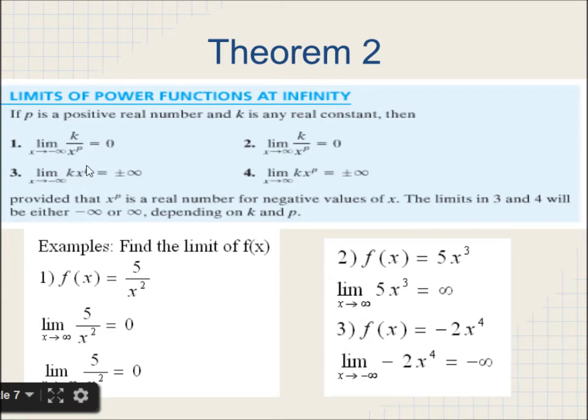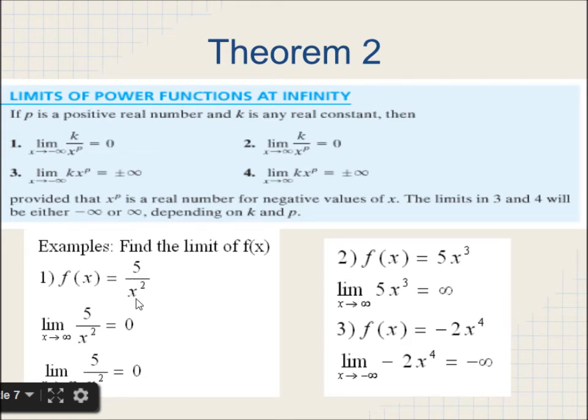Then third is k multiplied by x^p as x approaches minus infinity will be equal to plus or minus infinity. And again the limit of k multiplied by x raised to power p as x approaches infinity will be plus or minus infinity. Provided that x raised to power p is a real number for negative values of x, the limit in 3 and 4 will be either minus infinity or infinity depending on k and p. So let's see an example to understand this theorem.